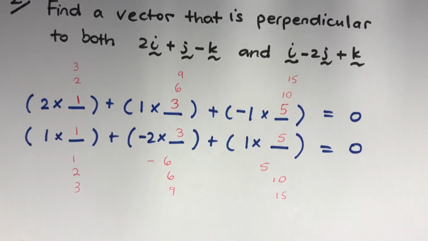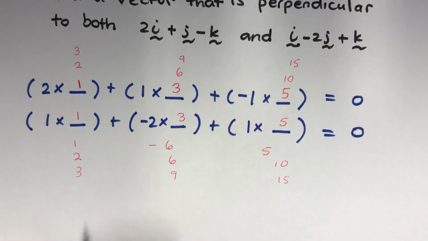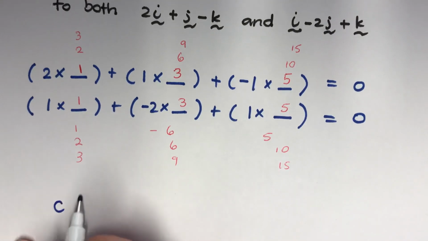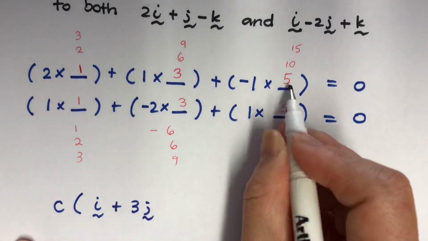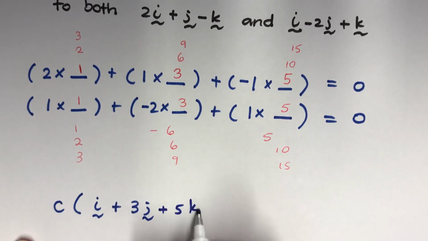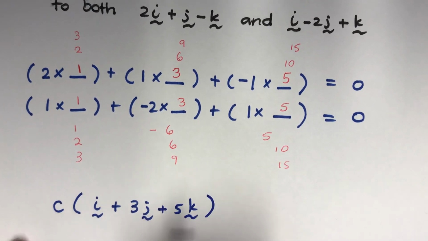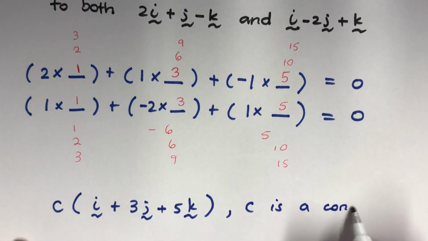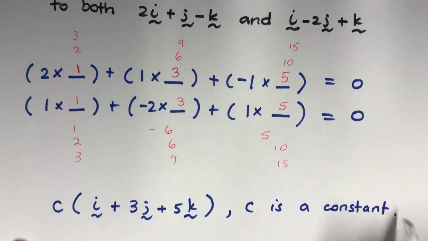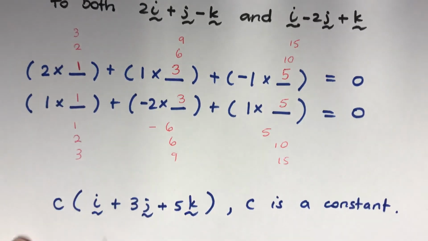Excellent. That actually tells me that the answer is c times i plus 3j plus 5k. I say put c there, where c is a constant, because whatever we double or triple, it all worked.